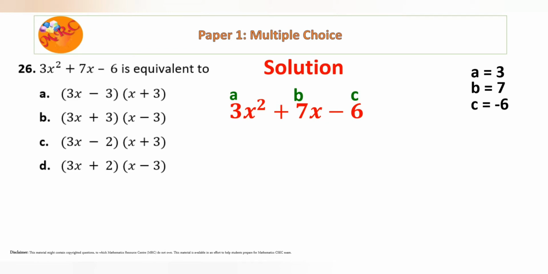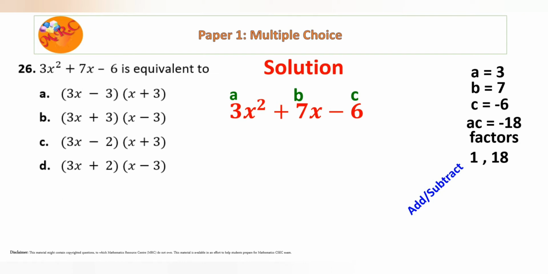All right, good. Now that we have identified what our A, B, and C are, we're going to find the value of AC. So multiplying 3 times negative 6 gives us negative 18. Then the next thing we're going to do after finding our AC is to find our factors. So we're interested in finding which two numbers, when added or subtracted, give us 18. So let's look at the factors of 18.